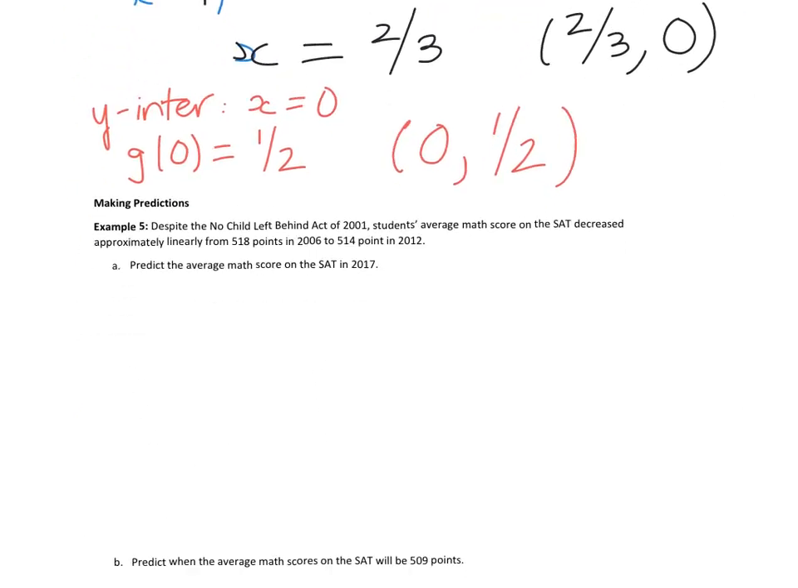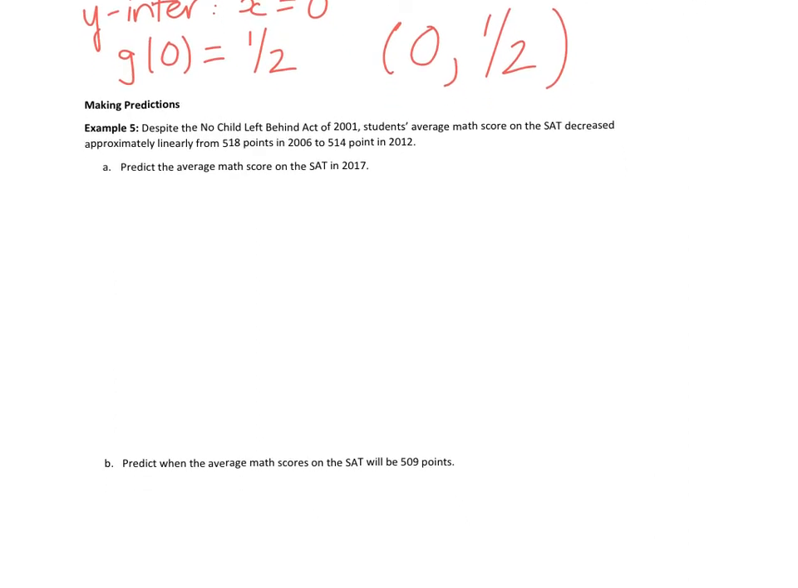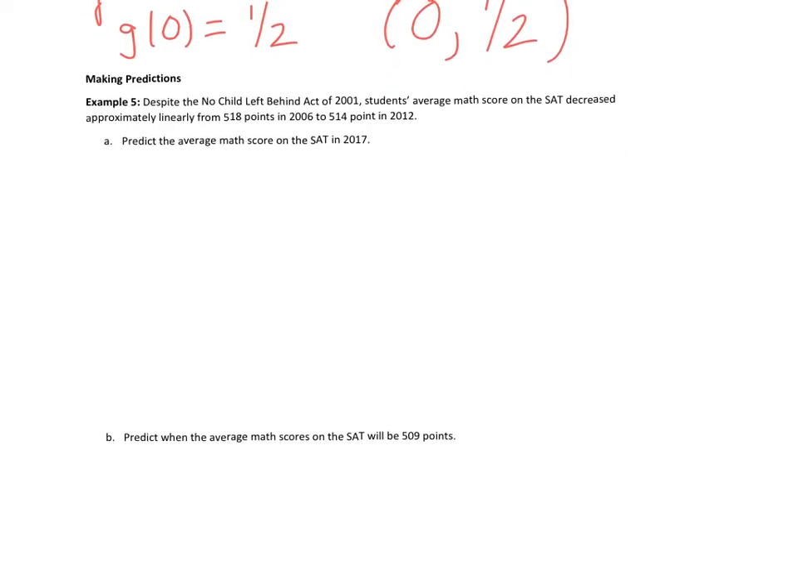Okay, and finally, we're going to be making predictions. So here's our example. Despite the No Child Left Behind Act of 2001, students' average math score actually decreased approximately linearly, from 518 points in 2006 to 514 points in 2012. Okay? We are going to predict the average math score in 2017. Okay, so a couple keywords.